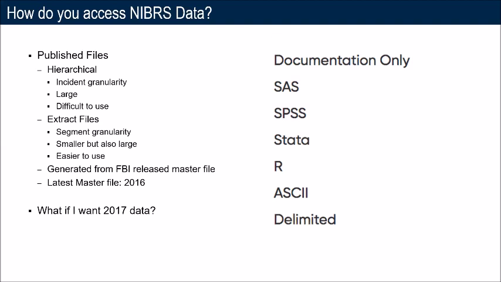They're both generated from the FBI master file, FBI release master file. The only problem is that the last master file released was in 2016. So if you want to access 2017 data, remember there's a large data set, so it takes some time for things to get released. But if you want to access 2017, you're not going to find it in this format, and there's just no master file that's been released. But the thing is, you actually can get it, and that's pretty much why I'm here to talk to you today.